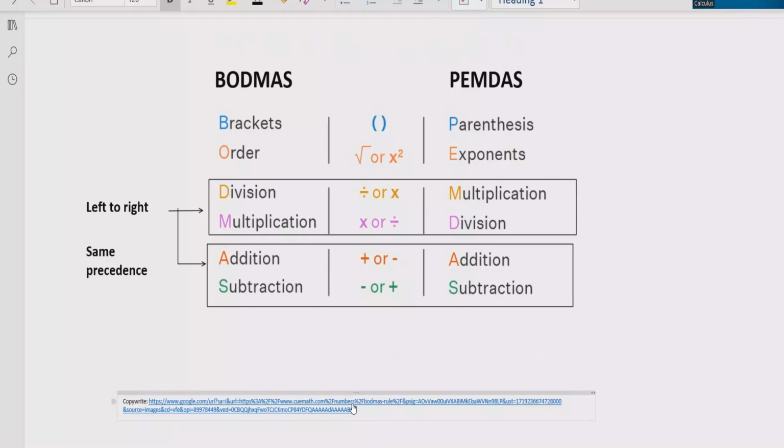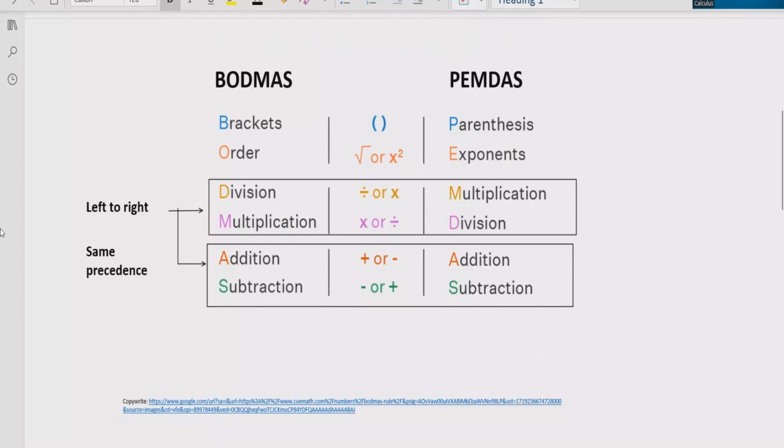Step number 3, you have to solve the division and multiplication. So what you have to do? You have to go left to right in your expression and find out division and multiplication. Both have similar precedence, so you can solve any of them which is coming first. Similarly, for addition and subtraction, we have the same rule. We can solve addition first if it is coming first, and we can solve subtraction first if it is coming first.